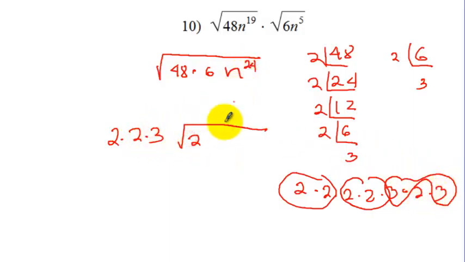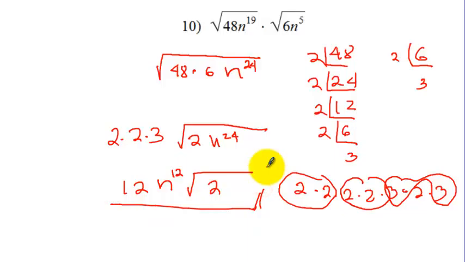Now I have n raised to 24. Since the exponent of n is even, we can just divide 24 by 2, so it will become n raised to 12. Just bring down 2 times 2 times 3, which is equal to 12. And then of course we have the 2 inside the radical sign. So this will be our final answer.